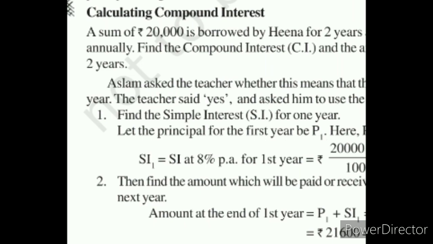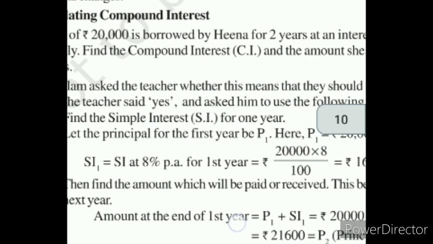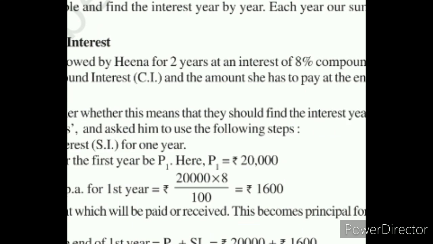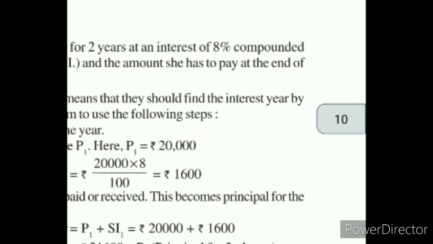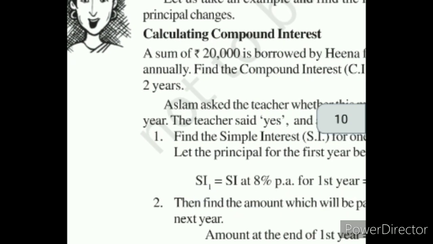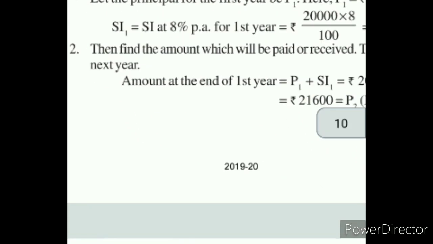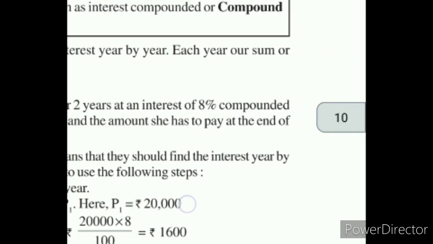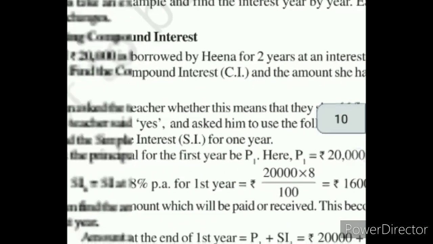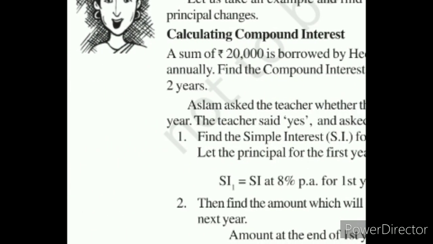Here is an example. A sum of rupees 20,000 is borrowed by Hina for 2 years at an interest of 8% compounded annually. Find the compound interest and the amount she has to pay at the end of 2 years. We are using the simple interest formula and we can calculate compound interest. Here the principal is 20,000, time period 2 years and rate of interest is 8%, and it is compounded annually. Once a year the interest is added to the principal.